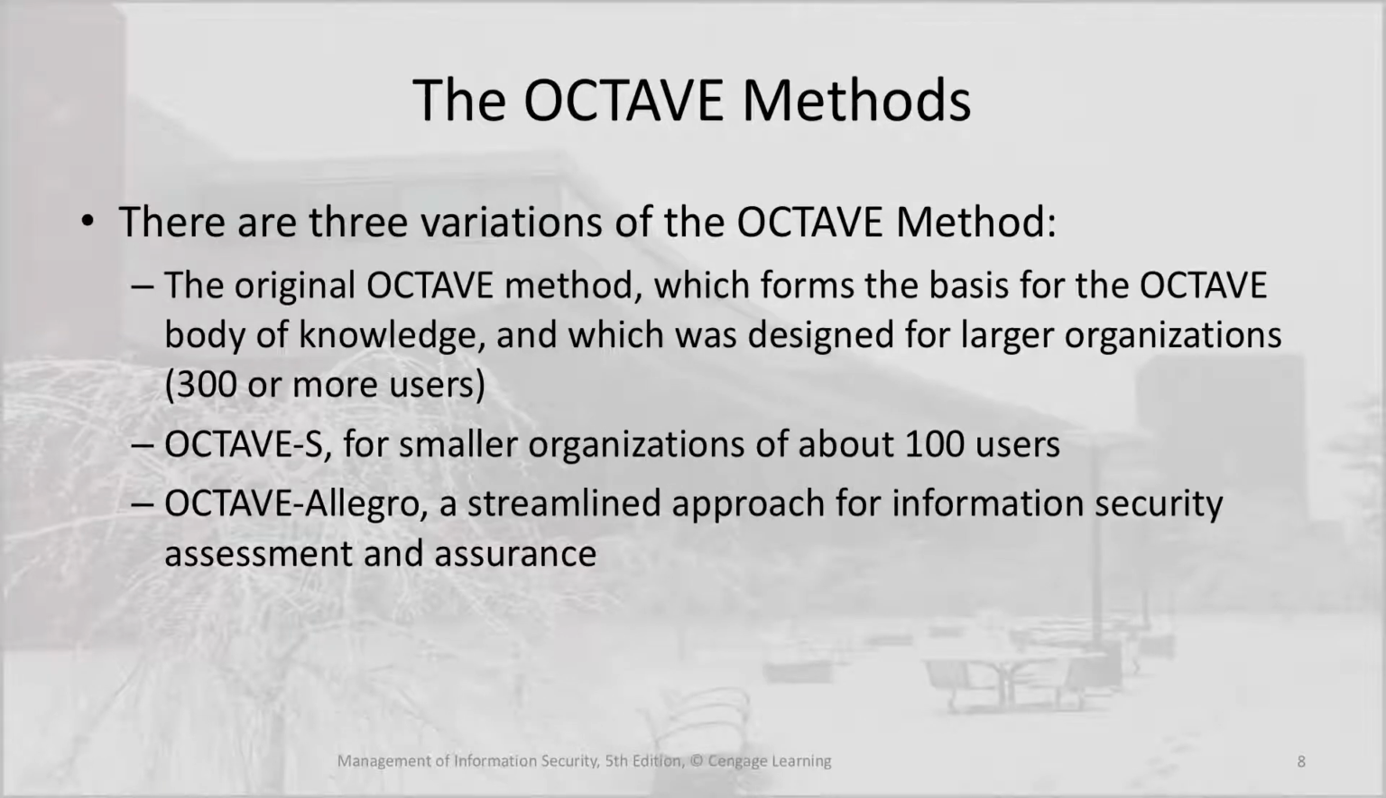There are three variations of the OCTAVE method. The original OCTAVE method, which forms the basis for the OCTAVE body of knowledge and which was designed for larger organizations, 300 or more users. OCTAVE S for smaller organizations of about 100 users, and OCTAVE Allegro, a streamlined approach for information security assessment and assurance.